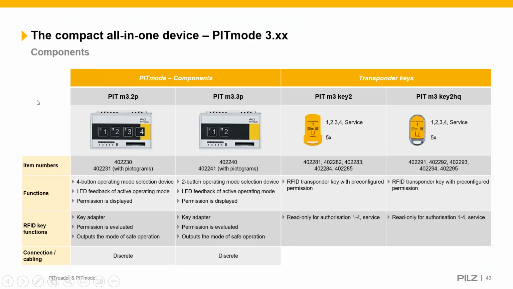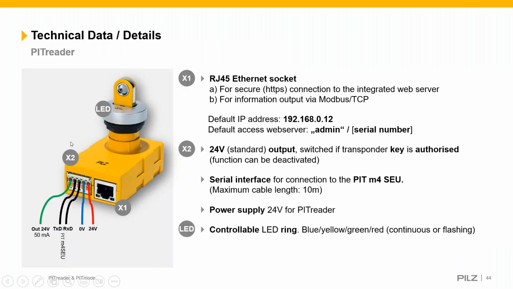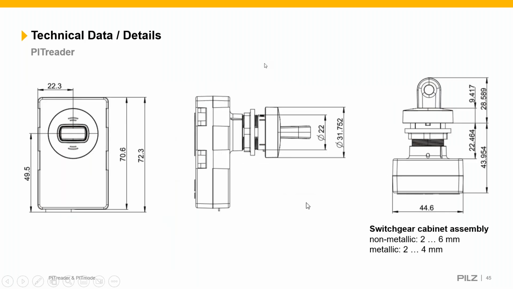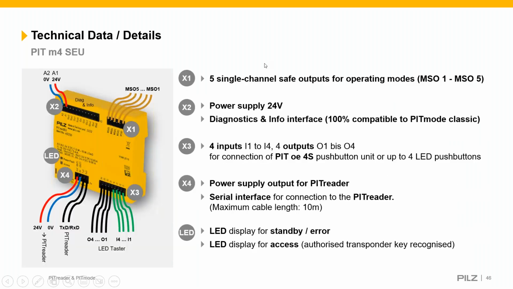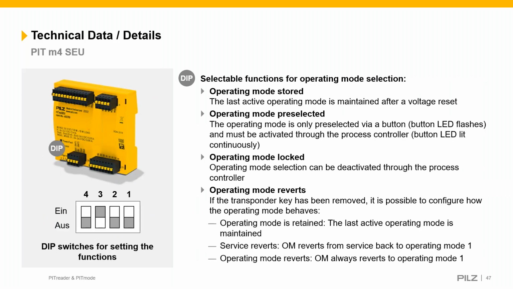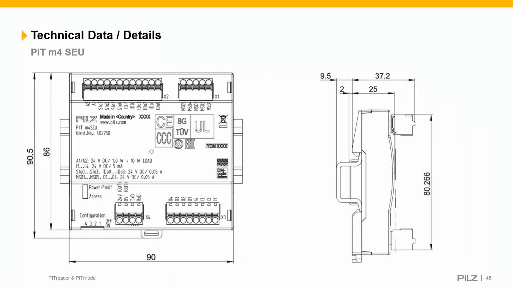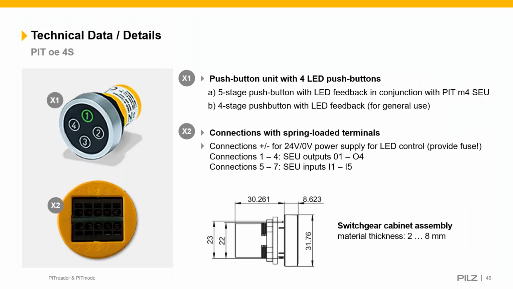The components associated with that. This is general technical data of how a PIT reader would be connected, which I'll leave you to look at at your leisure. The dimensions, so you can see the connection of the safe evaluation unit and the modes, power supply, power required, LED status lights. Dimensional drawings again for the keypad that we use.